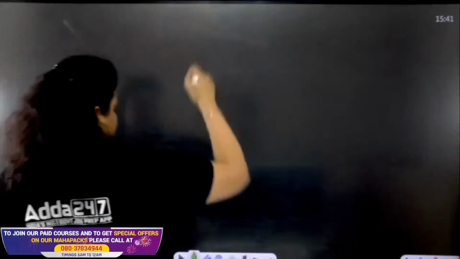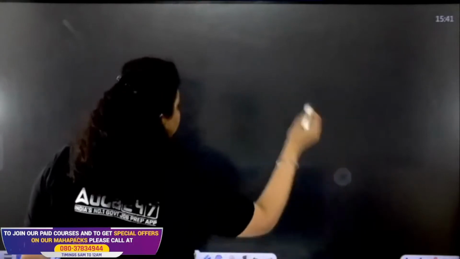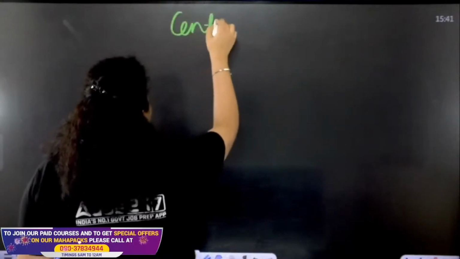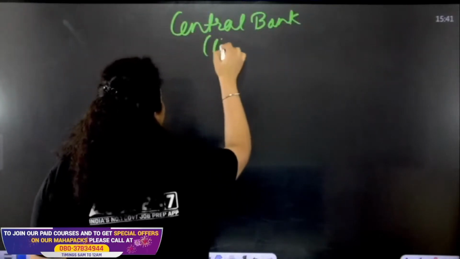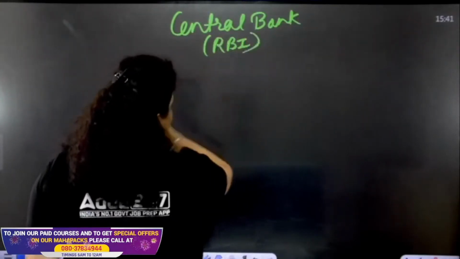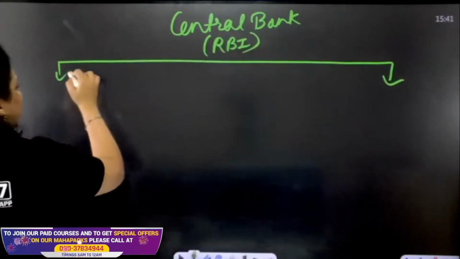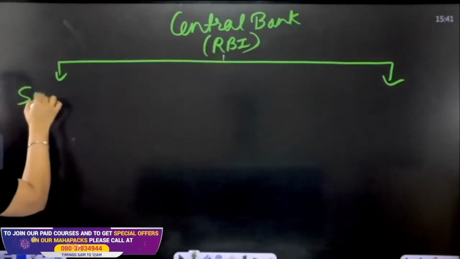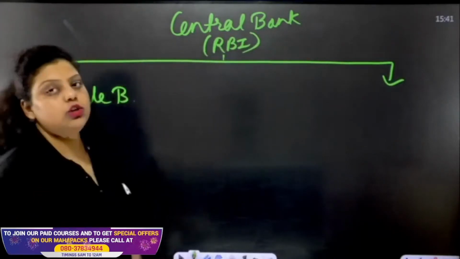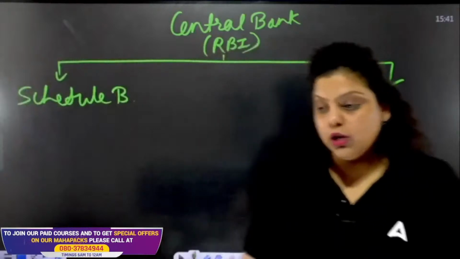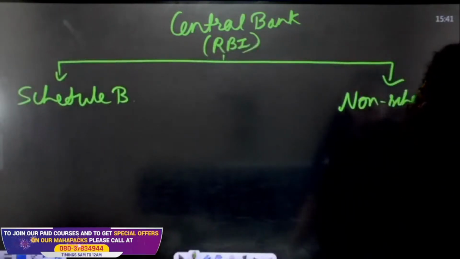And if I talk about the banks in India, first of all, we have the central bank of our country, and the central bank of our country is RBI. Who is the central bank? The central bank of the country is the Reserve Bank of India. And RBI has divided the banks in India into 2 categories. The first is scheduled banks: those banks which are listed in the second schedule of the RBI Act 1934 are scheduled banks. And the second category is non-scheduled banks.